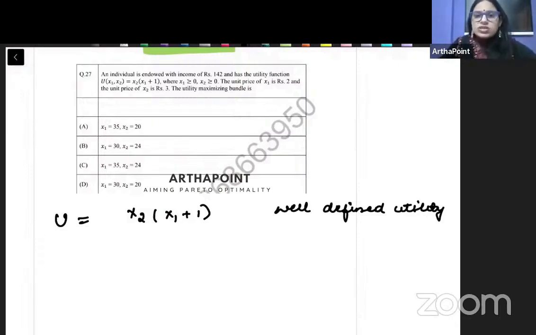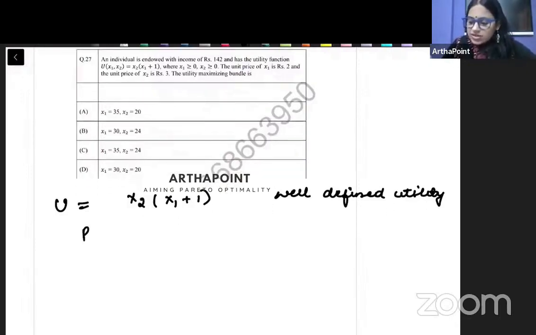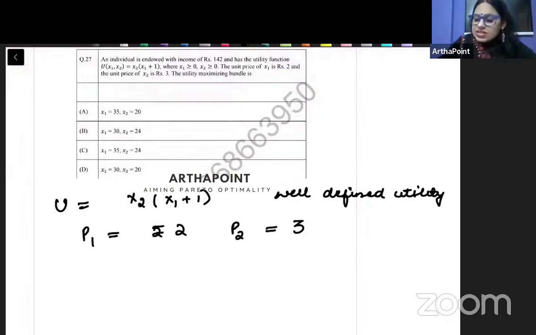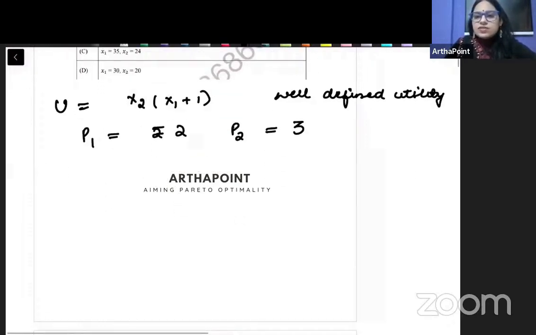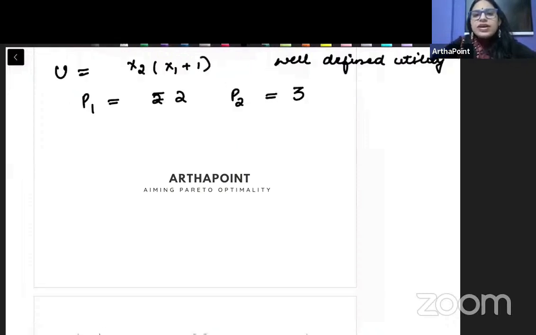And if you notice, बच्चे, you are given that the price of good 1 is 2 rupees and the price of good 2 is given to you as 3 rupees. It is asking you to calculate the utility maximizing bundle. How can we do this? Very simple. We will find the MRS. We will equate it to the price ratio and we will get the answer. So let us find its MRS. MRS can be written as MU1 by MU2.